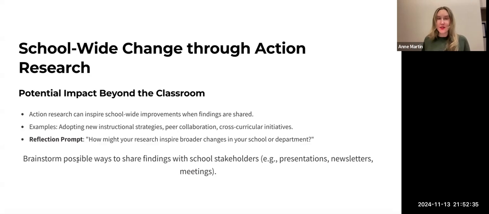Everyone now is doing an individual action research project, but there are collaborative action research projects where groups of educators work together to implement action research. It can help professionalize teachers.